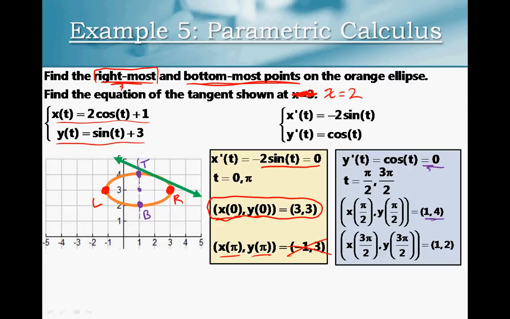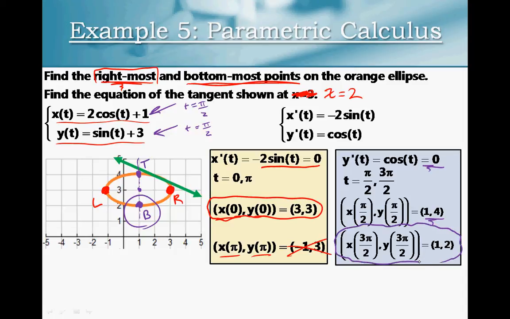That's the point (1, 4). You get that just by plugging t equals pi over 2 back into those original parametric equations. Now you could do the same exact thing with 3 pi over 2. So x of 3 pi over 2 and y of 3 pi over 2 gives us the point (1, 2). Looks like that's our bottommost point right there.